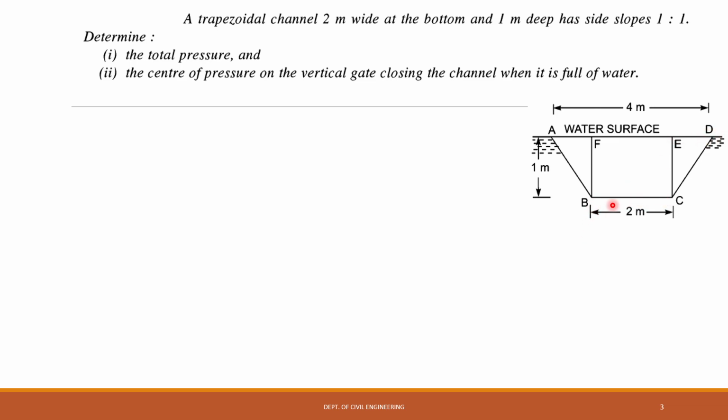Now BC is already 2. So FE will also be 2. So what is the total width at the top? It is 1 plus 2 plus 1. 1 plus 2 plus 1 is 4. So AD is 4. That is how you get the value 4. Okay. Hope the figure is clear.